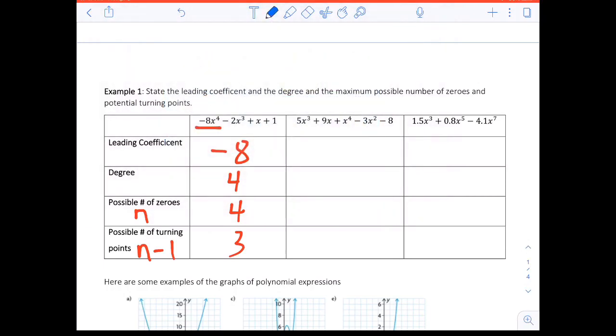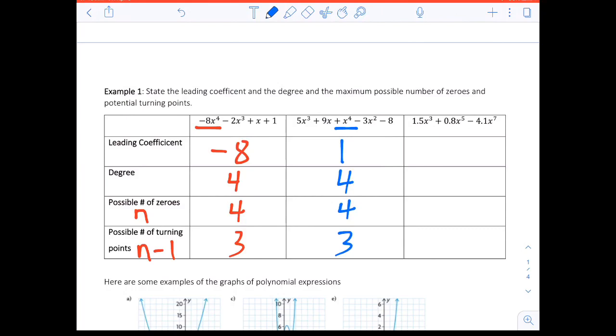This one is not in descending order of degree. I have to search. The first term has a degree of 3. Second term has a degree of 1. Third term has a degree of 4. Next has 2 and 0. So I know that x to the power of 4 is the degree that is the highest. So I'm just going to go through these. Leading coefficient. Well, in front of it there's no number, but I see plus, which means positive 1. The degree of that term is 4. That's the exponent. Possible number of zeros is the same as the degree, which is 4. Possible number of zeros is 4. And the number of turning points is 1 less than that.